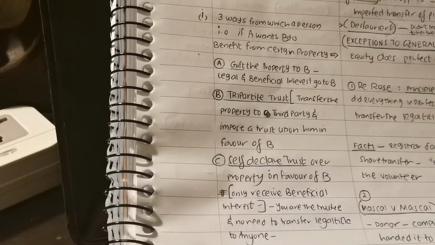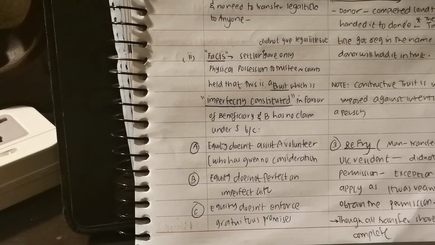So you'll be like, I'm just gonna go check in the registry, and when you open the registry, your name is not there because you did not get the legal title. You're not getting anything, but you just get the beneficial interest. Okay, that was the first component: those are the three ways where you can have somebody benefit from your property.